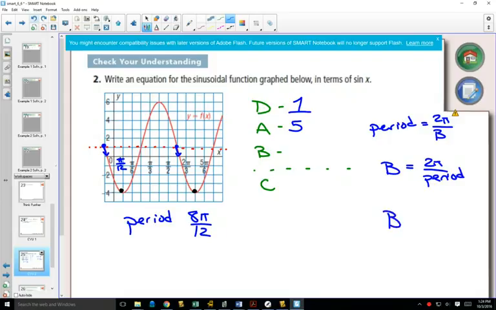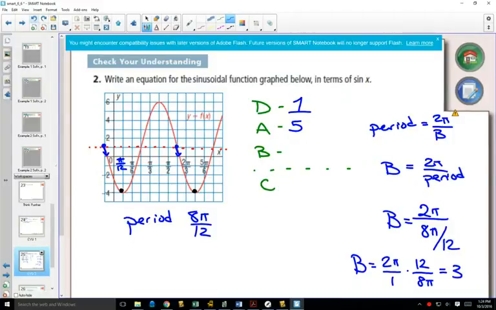If we go to figure out our b value, since our b value is 2 pi divided by our period, how do we figure that out? How do we do 2 pi divided by 8 pi divided by 12? That's right, dividing by a fraction is the same as multiplying by the reciprocal. And we get 3. Pi's will cancel out. 24 divided by 8 is 3. So now we know our b value is 3.